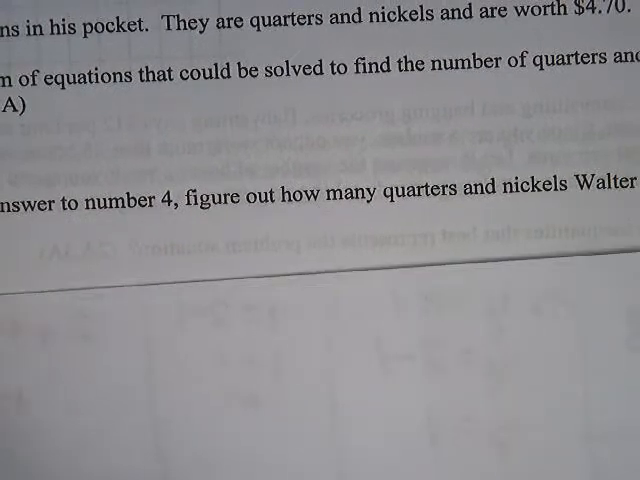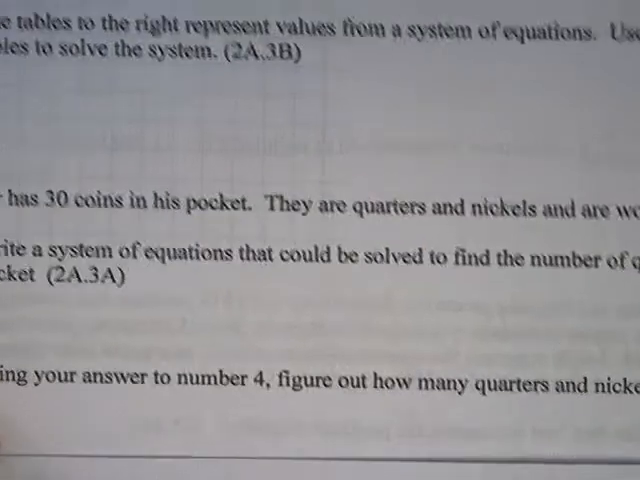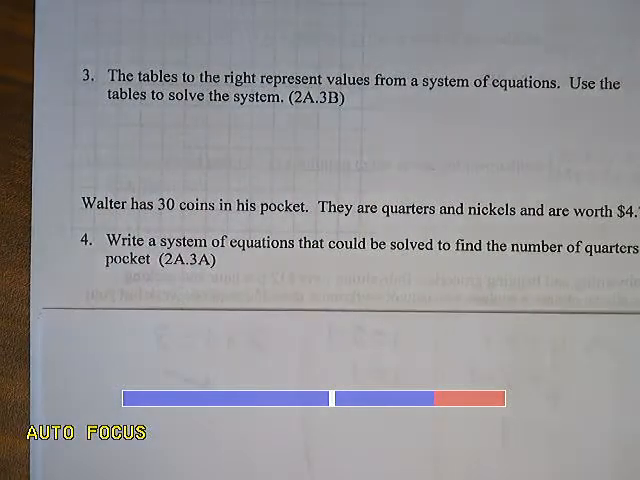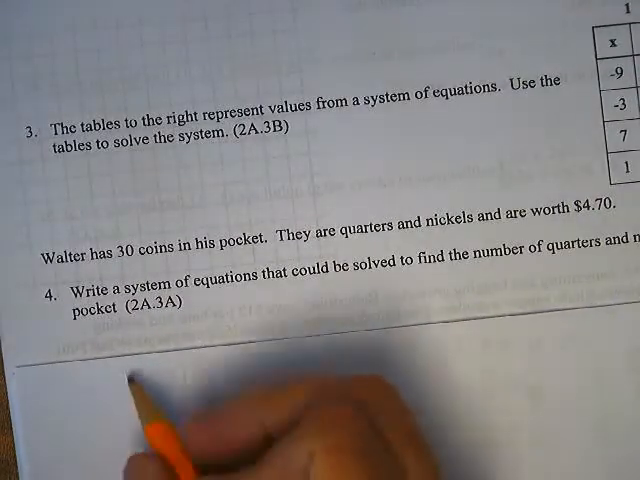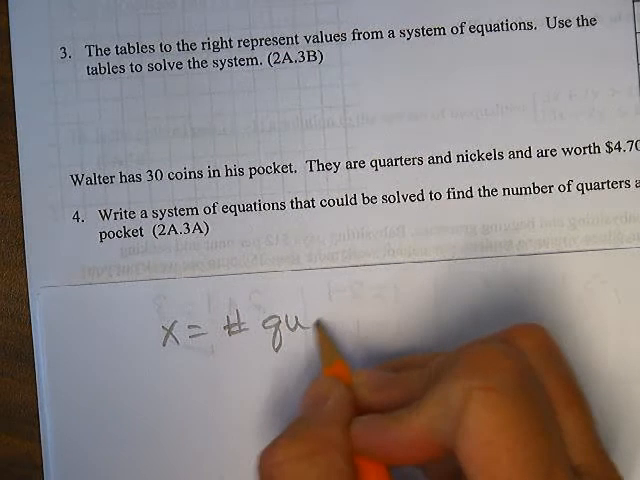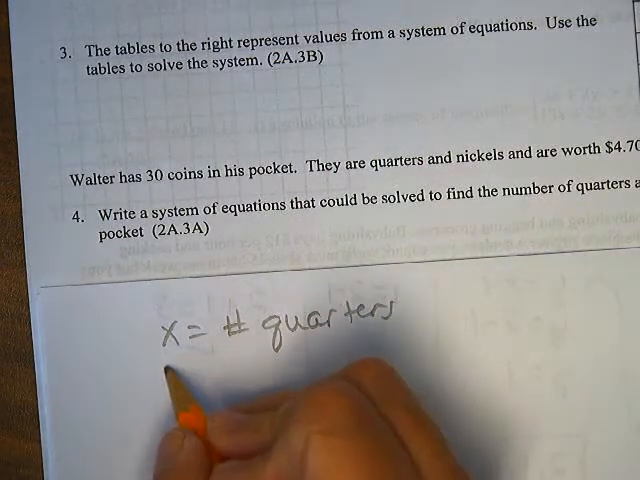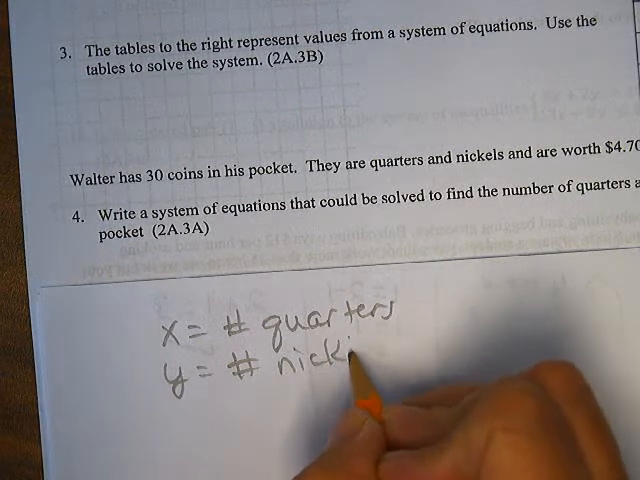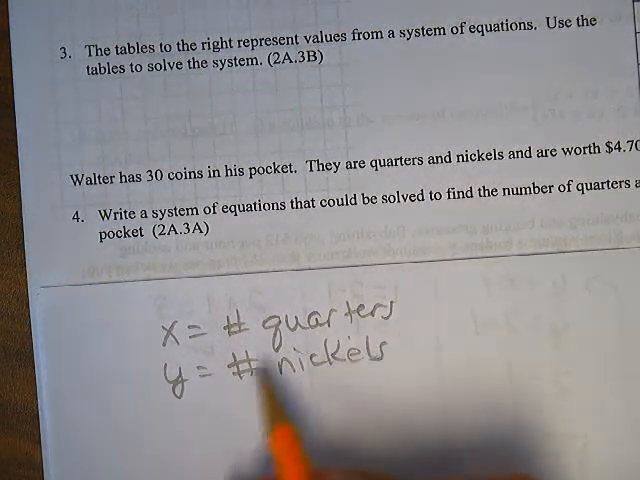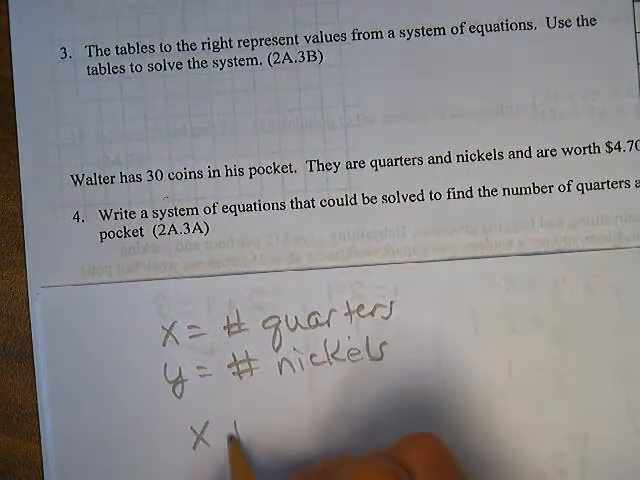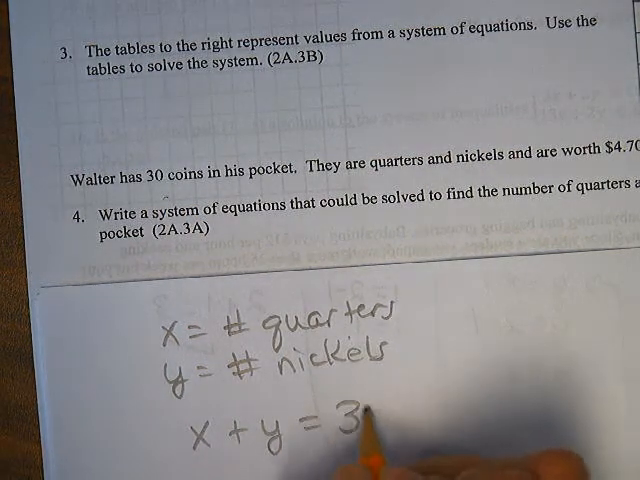4 and 5, let's do together. So we've got some coins, or Walter has some coins in his pocket. 30 coins, they're quarters and nickels. So let's go ahead and say x equals our number of quarters, and y equals our number of nickels. So we know that the total number of our coins is 30. So that means x plus y equals 30.